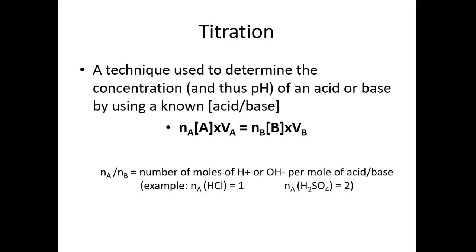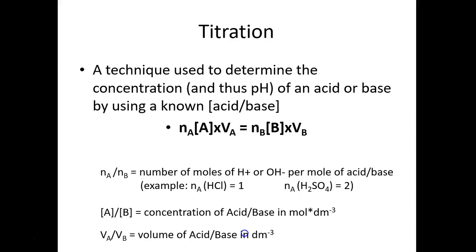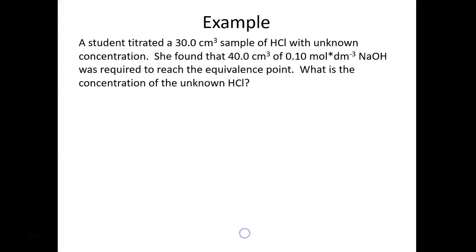Sulfuric acid will produce 2 moles of hydrogen ions for every 1 mole of compound. So n sub A for it would be 2. And [A] and [B] in brackets are the concentration of acid or base, respectively, in moles per liter. And V sub A and V sub B are the volumes of acid or base in cubic decimeters.